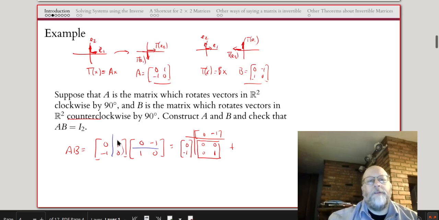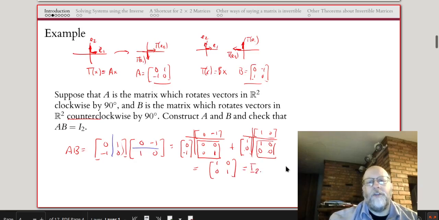Then we're going to take the second column and the second row, combine them. 1 times 1 is 1. 1 times 0 is 0. 0 times 1 is 0. 0 times 0 is 0. That's our second part. When we add them together, 0 plus 1 is 1. 0 plus 0 is 0. 0 plus 0 is 0. And 1 plus 0 is 1. And that is, in fact, I2. So this works.